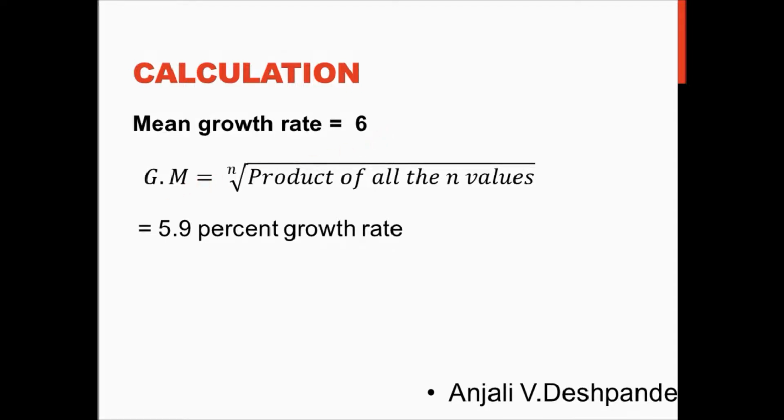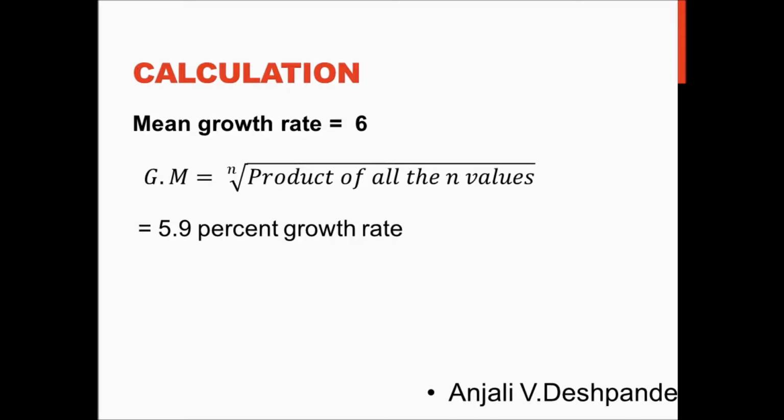So the formula for the geometric mean is of course the nth root of the product of all the values. If you multiply all the values given in the table and take the nth root, meaning raised to 1 by n, or in this particular case, since we have 5 values, the 5th root. So easily this can be done by making use of the calculator. We find that the growth rate comes out to be 5.9% average growth.